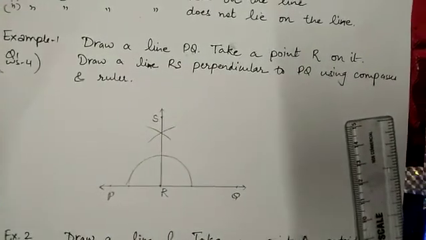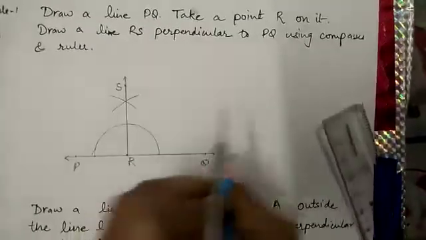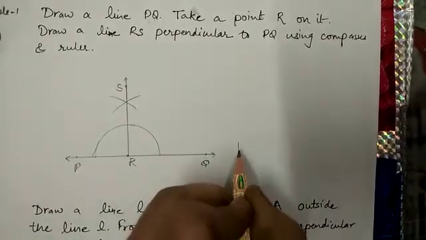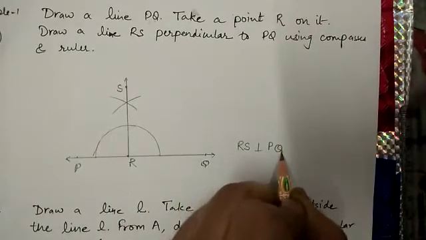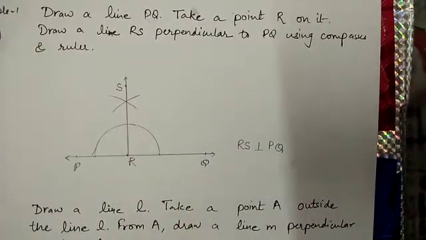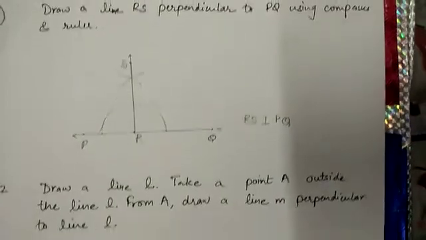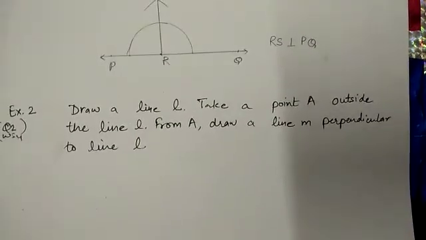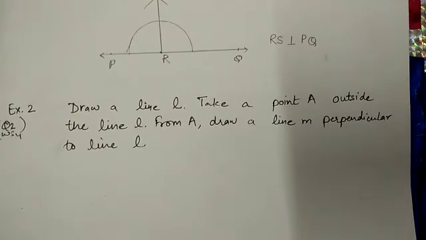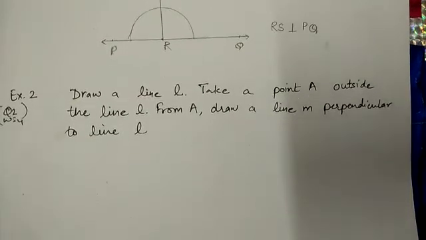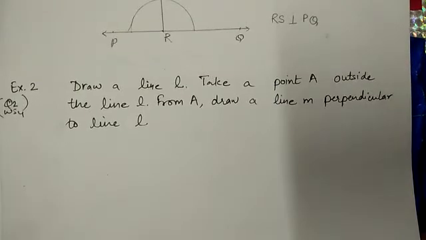So we have got line RS perpendicular to PQ. This is the symbol of perpendicular. Now next concept, construction of a perpendicular to a given line from a given point which does not lie on the line. Let us understand again this concept with the help of one example.